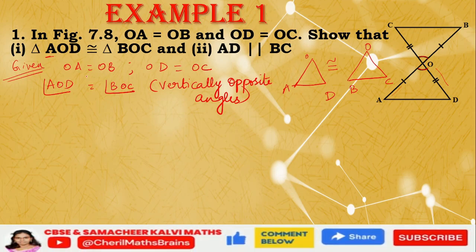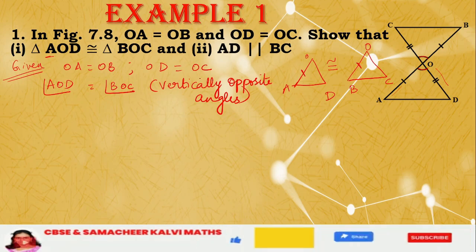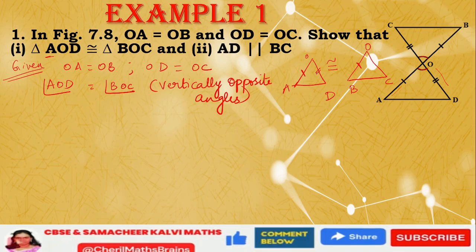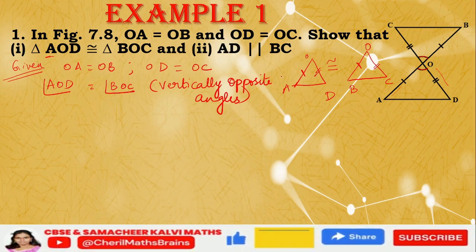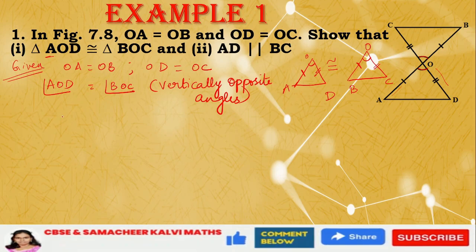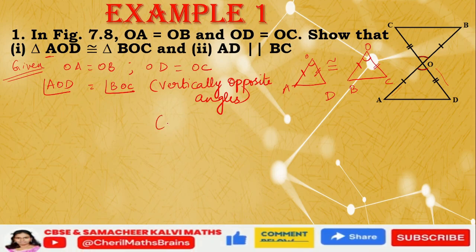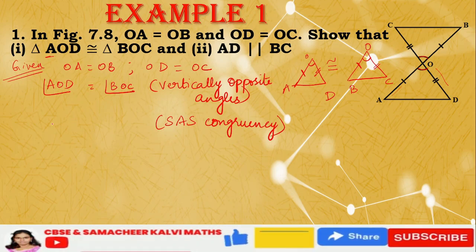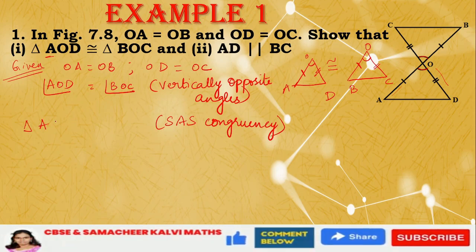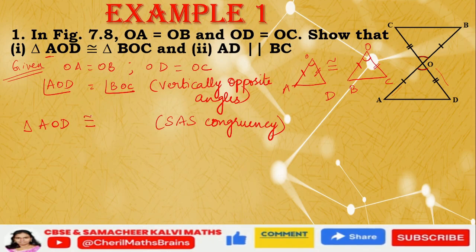So now what do we know? OA is equal to OB. We'll just mark here. OD is equal to OC. Angle AOD and angle BOC are equal. So how does this look? This looks as per the SAS congruency. So as per this SAS congruency, we can say that triangle AOD is congruent to triangle BOC.